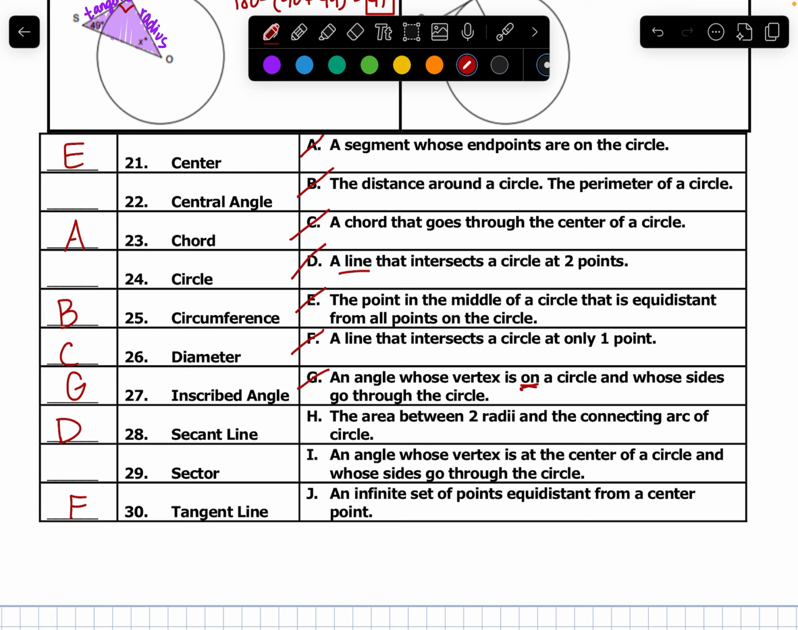H is the area between two radii and connecting the arc of the circle. It's going to be sector. I, an angle whose vertex is at the center of a circle and whose sides go through the circle. That's a central angle. And then of course J is, an infinite set of points equidistant from a center is the circle. Voila.